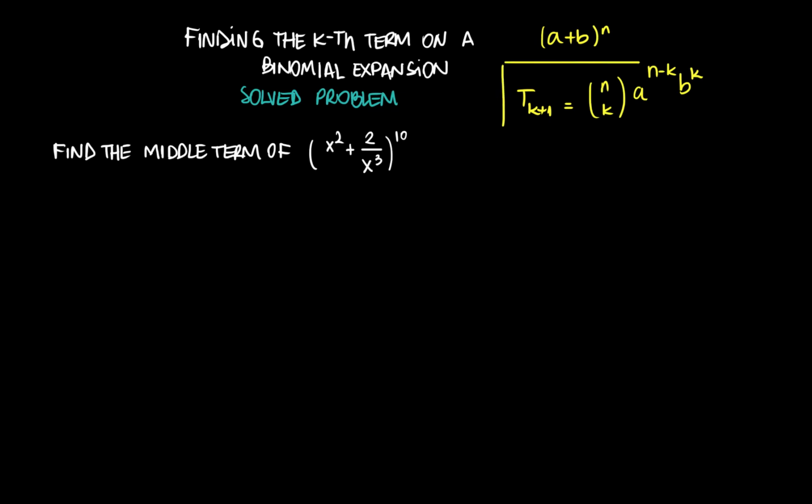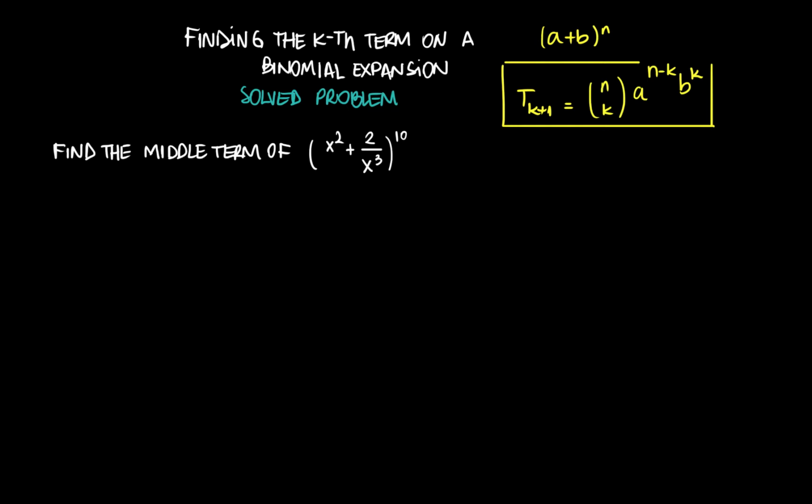So let's solve one exercise now related to this topic. The exercise is to find the middle term of (x squared plus 2 over x cubed) to the power of 10. So the first thing is, what is the middle term of this?